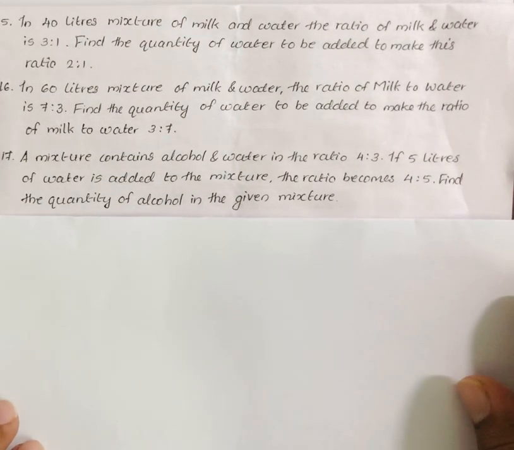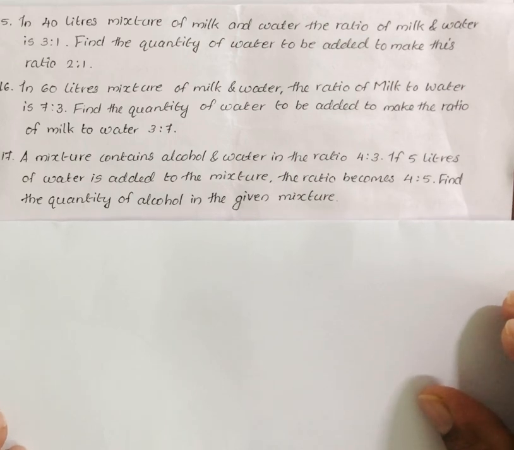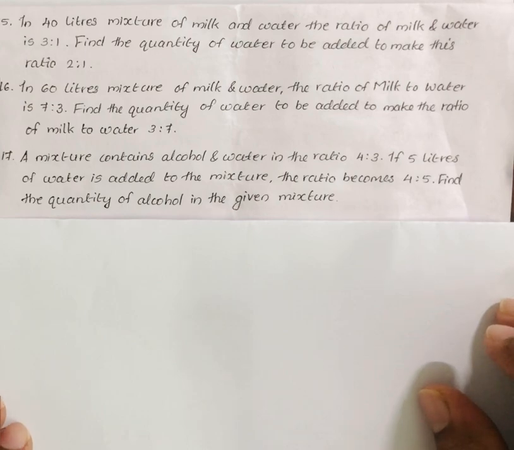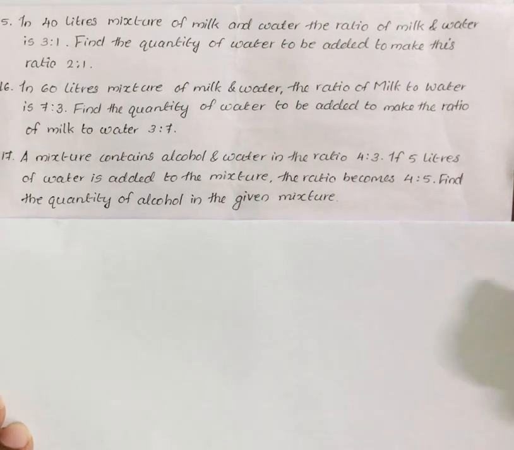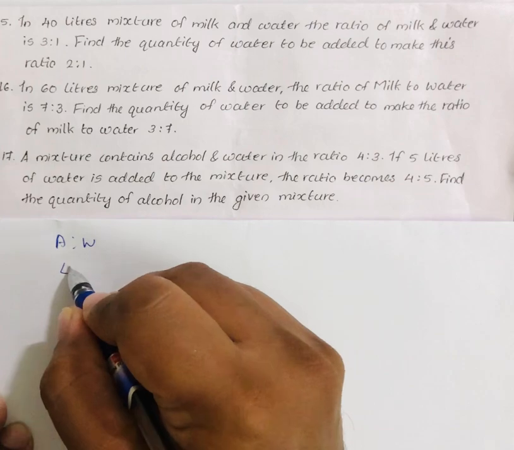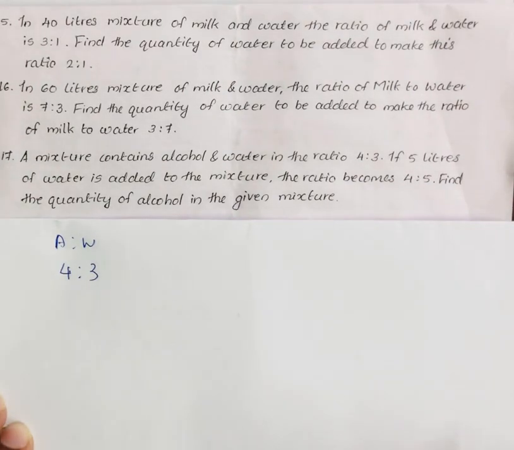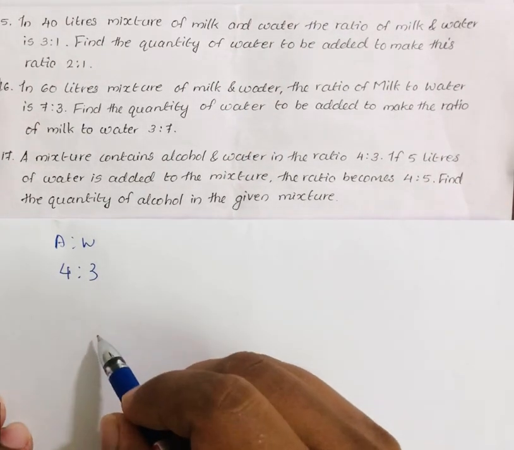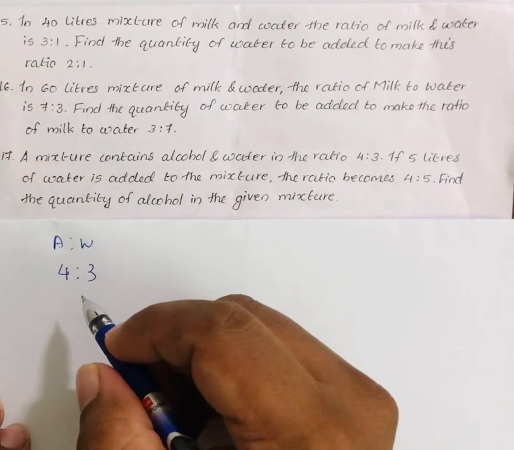That is, a mixture contains alcohol and water in the ratio 4:3. If 5 liters of water is added to the mixture, the ratio becomes 4:5. Find the quantity of alcohol in the given mixture. Okay, it's almost the same type but the reverse way. So here, alcohol to water, what is the ratio given? 4:3. When 5 liters of water is added, the ratio becomes 4:5.